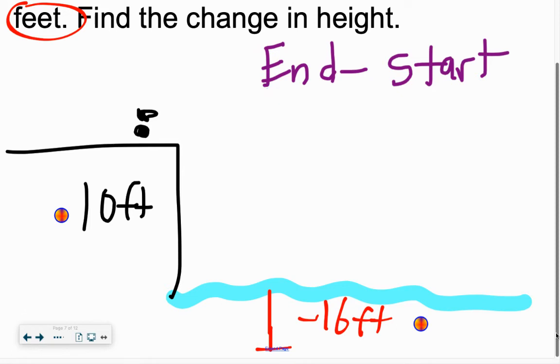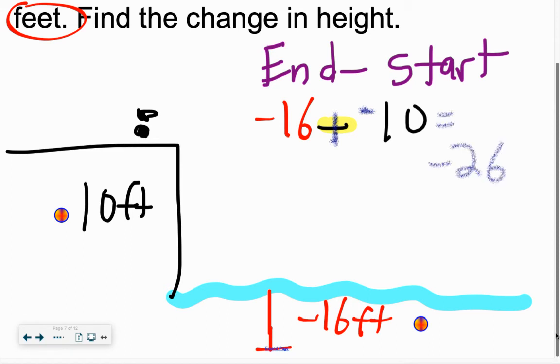Let's do it right away. The end, where did that penguin end at? Negative 16 minus where it started, the 10 feet. Now here we go again. When we see these, we say don't subtract, add the opposite. So switch that to adding, and the opposite would be that. We take the negative 16 plus the negative 10 to give us a negative 26.